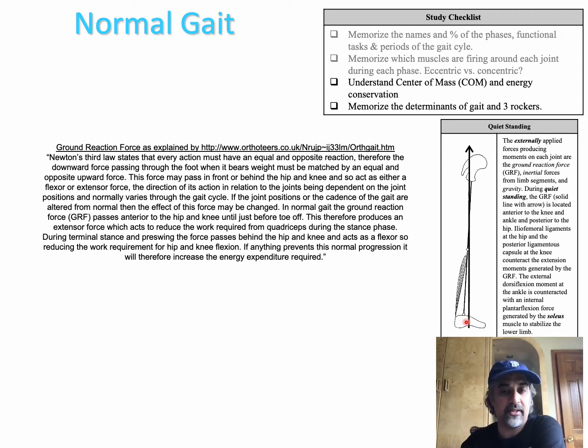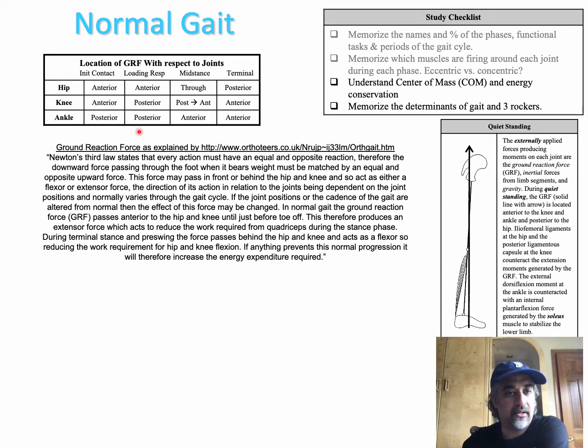During quiet standing, the one muscle that's firing is soleus. What that does is counteract the ground reaction force during standing. It is true that the ground reaction force is just slightly anterior to the knee, so it is the posterior capsule of the knee that counterbalances that, and it's just slightly posterior to the hip, so it's the anterior ligaments of the hip. I believe it's the Y ligament of Bigelow that counteracts the ground reaction force at the hip.